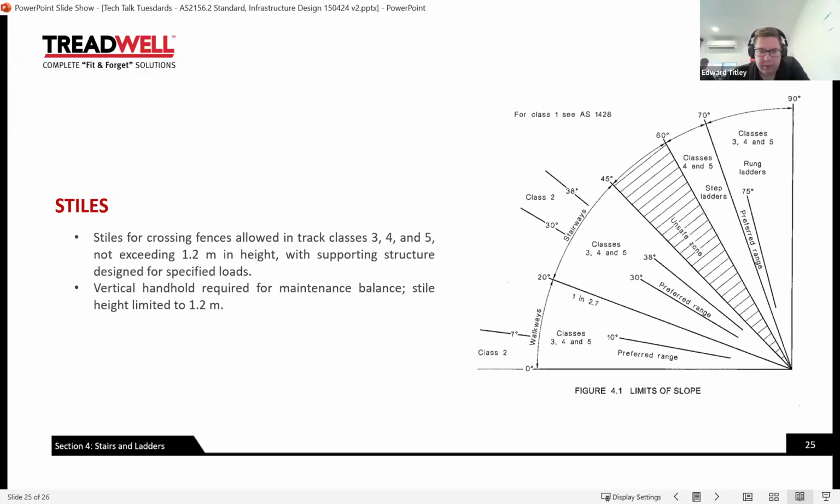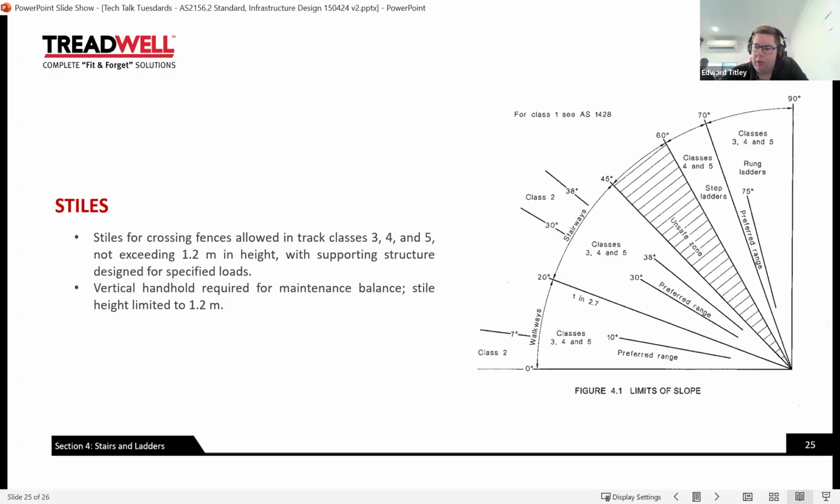the preferred range of slopes here. So for classes 3, 4, and 5, we'll start at the top right. Rung ladders between 70 to 90 degrees, with our preferred range 70 to 75. Classes 4 and 5, we can have step ladders between 60 and 70 degrees. Between 45 and 60 degrees is what's considered the unsafe zone.